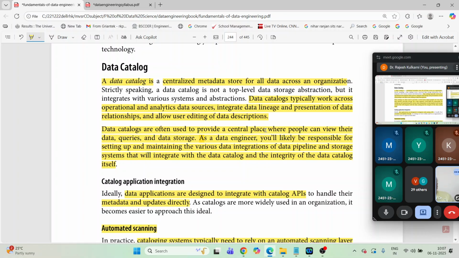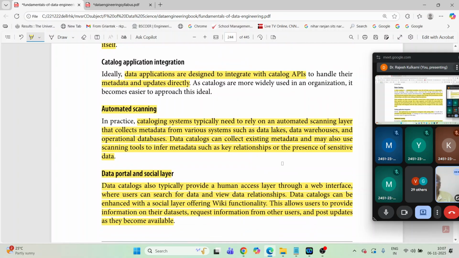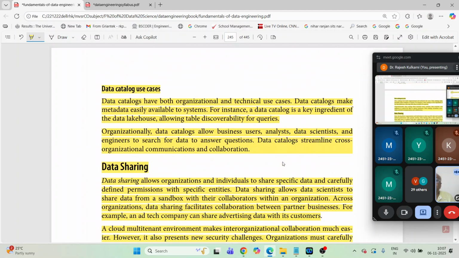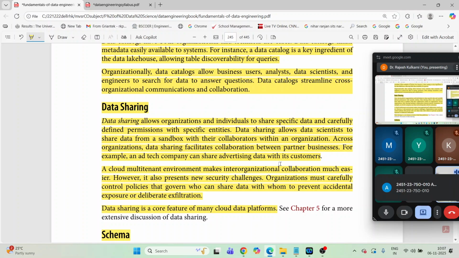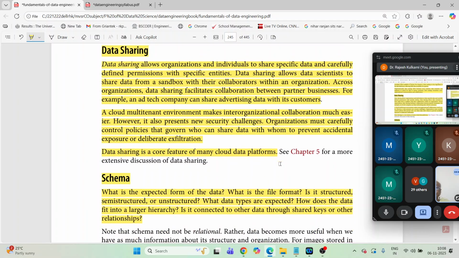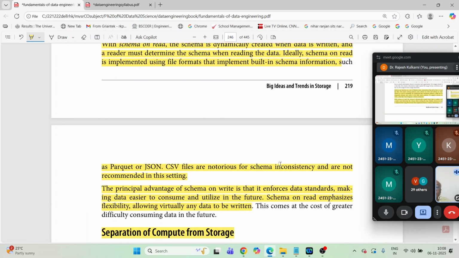So what is the role of a data engineer in a data catalog? He'll be setting up and maintaining the various data integrations, data pipelines, and storage systems that will be integrating with the data catalog, and the integrity of the data catalog itself. This I'll be skipping. The other concept is data sharing. When I speak about data sharing, I'm speaking about a common ecosystem like a cloud where you have multiple tenants sharing the space, sharing the data and all that. So this I'll be skipping.